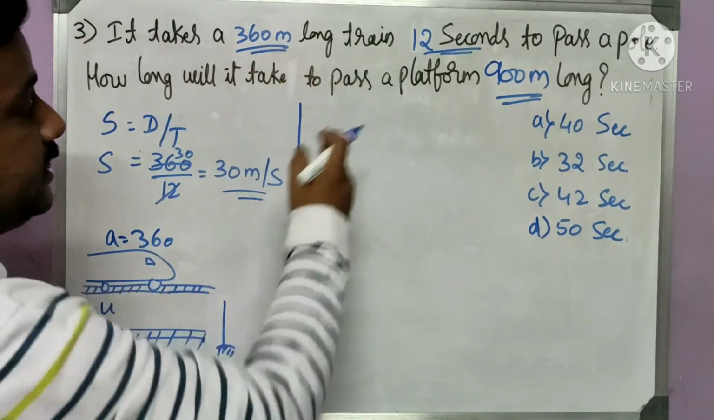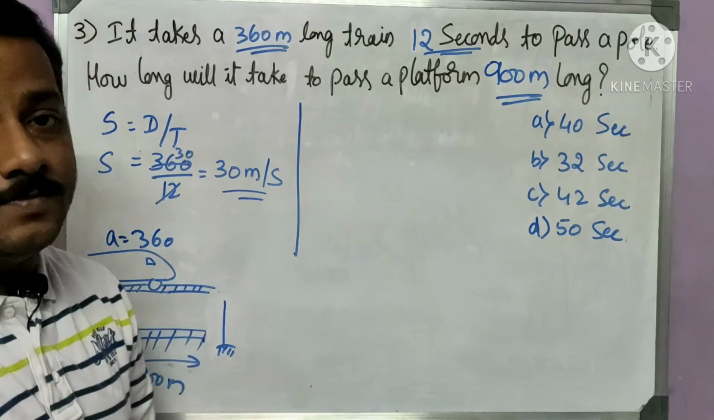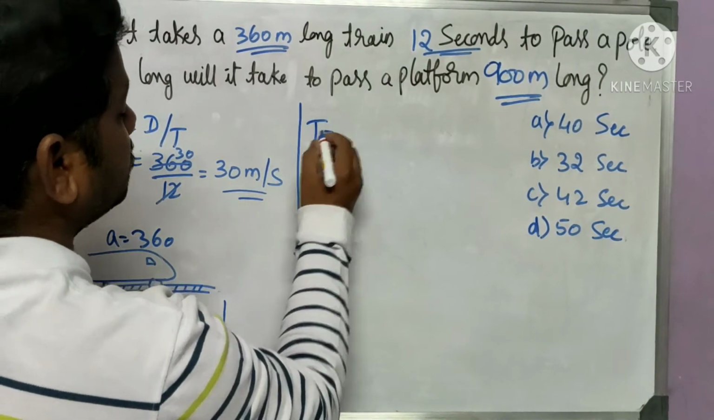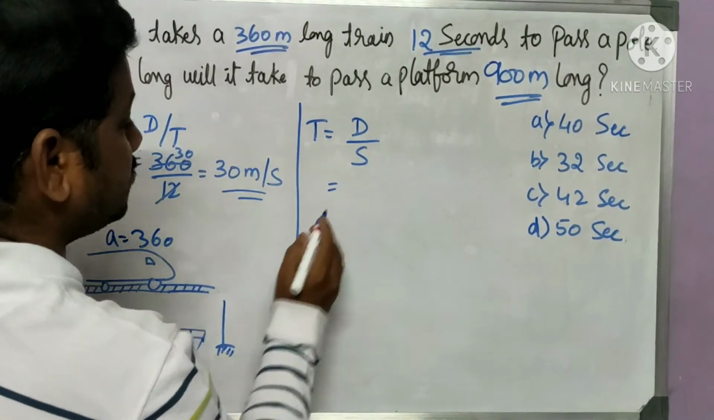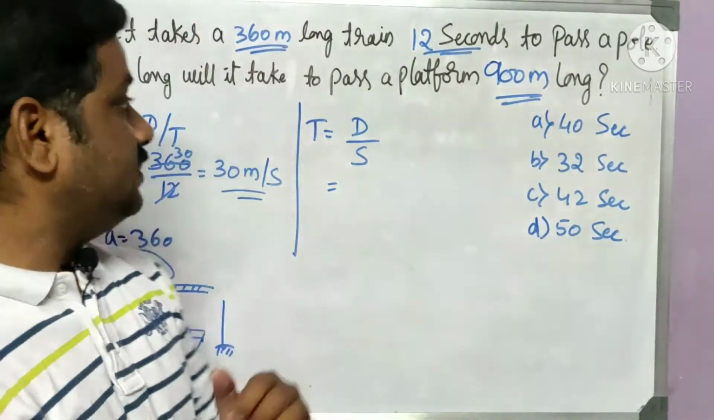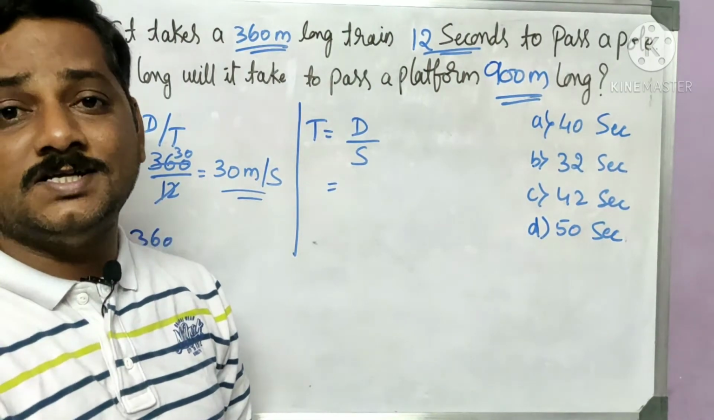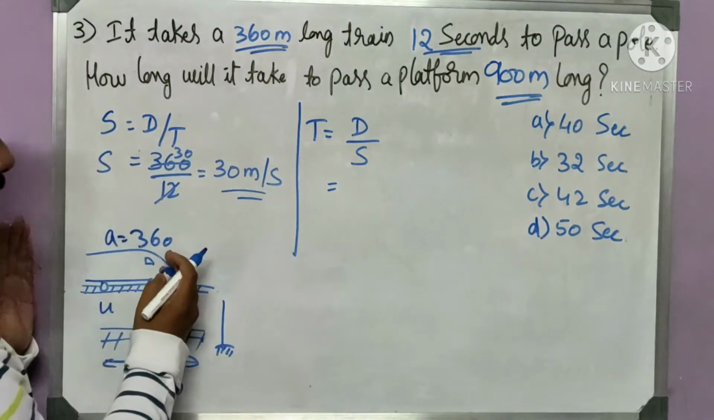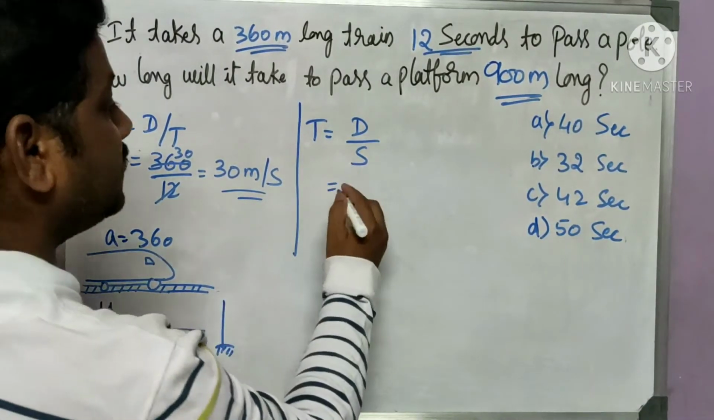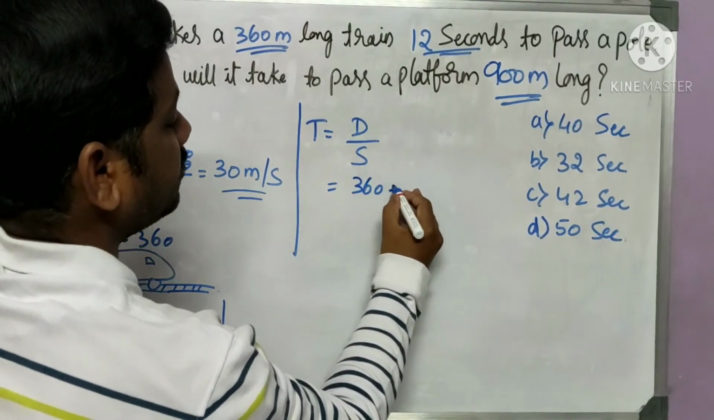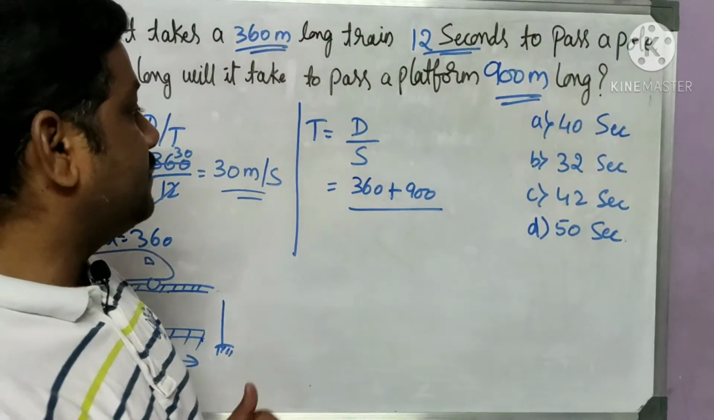How long will it take to pass a platform of 900 meter long? So you need to find the time. So for the formula, what is the time formula? Time is nothing but distance by speed. So the distance here is, the distance of train is 360 and the platform is also having a distance now. Earlier the pole was not having any distance, but now 360 length of train has to pass 900 meter length of platform. So the distance will be summation of those two, length of train plus length of platform. That will be the distance, total distance, divided by speed.